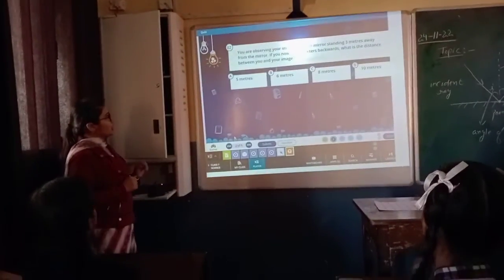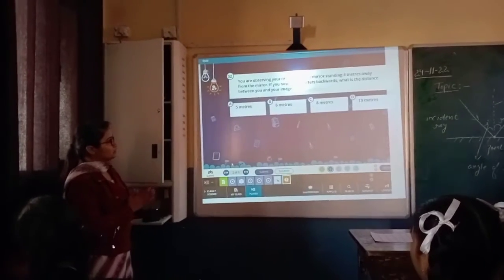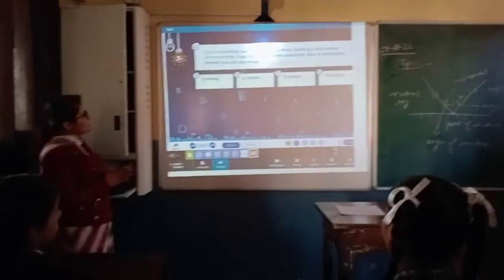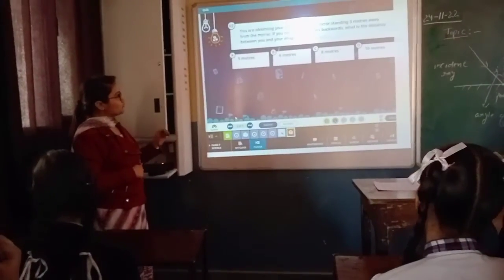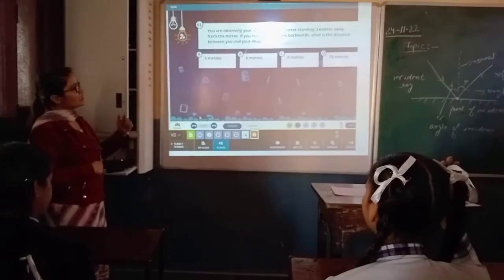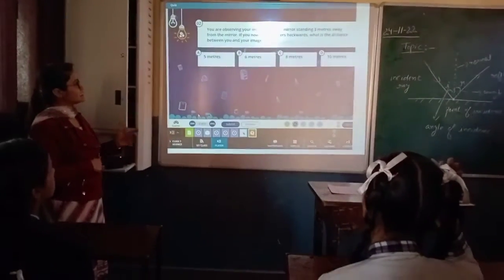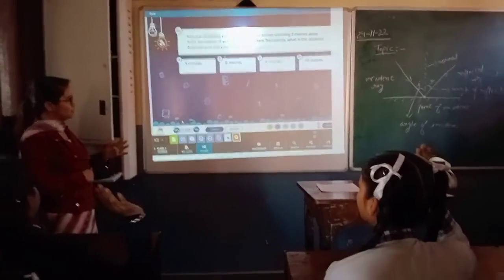Next one is, you are observing your image in a plane mirror, standing 3 meters away from the mirror. If you now step 2 meters backward, what is the distance between you and your image?